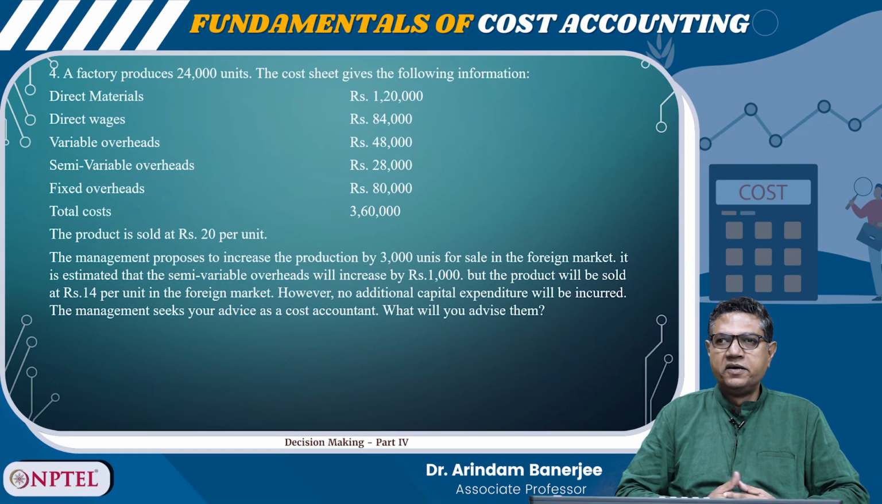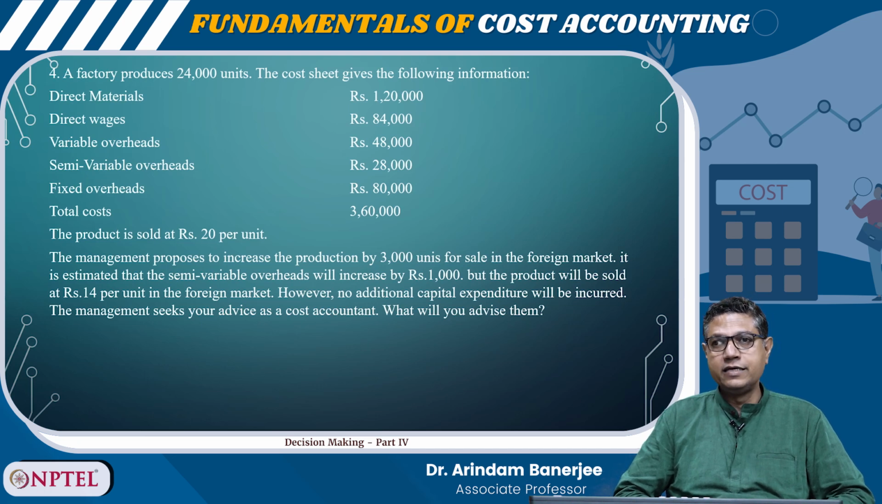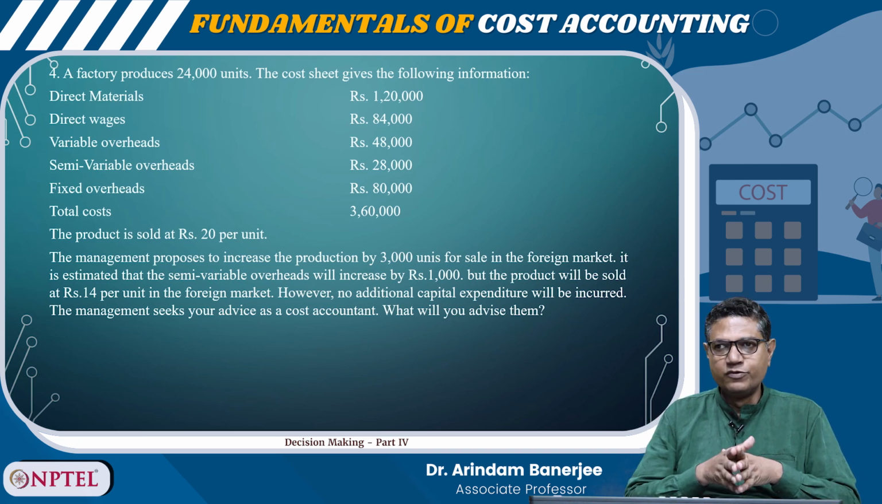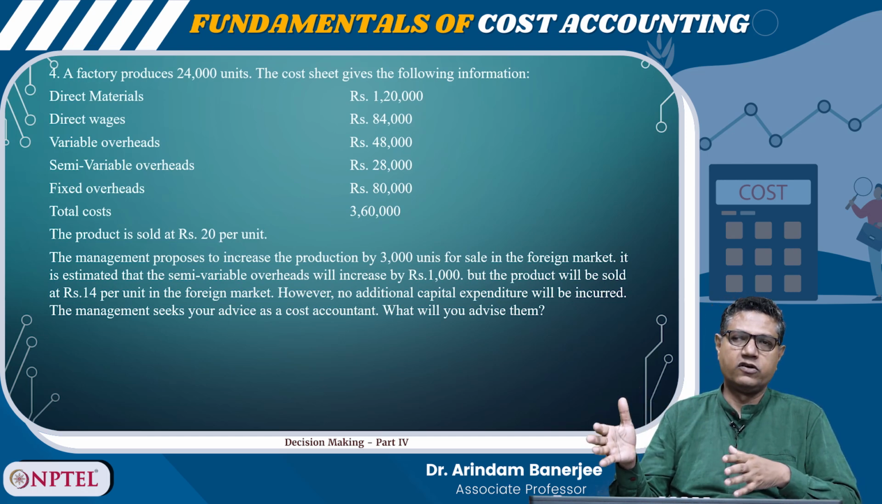Hi. In the previous class, we discussed a few problems and solutions of decision making, and also the ideas behind the decision making process using cost and management accounting data. Just for a small recap, if you remember, we discussed in the concepts of marginal costing that for a company, the total cost we can segregate into two parts. One is the variable cost, second one is the fixed cost, right?